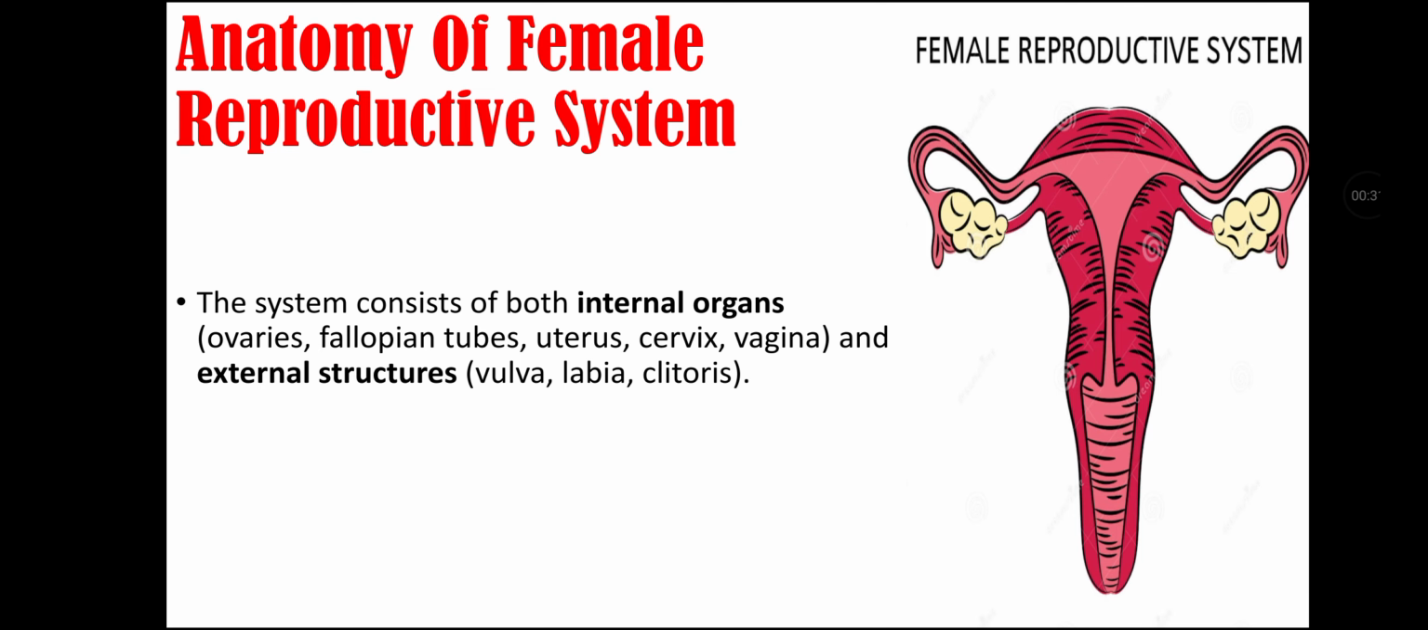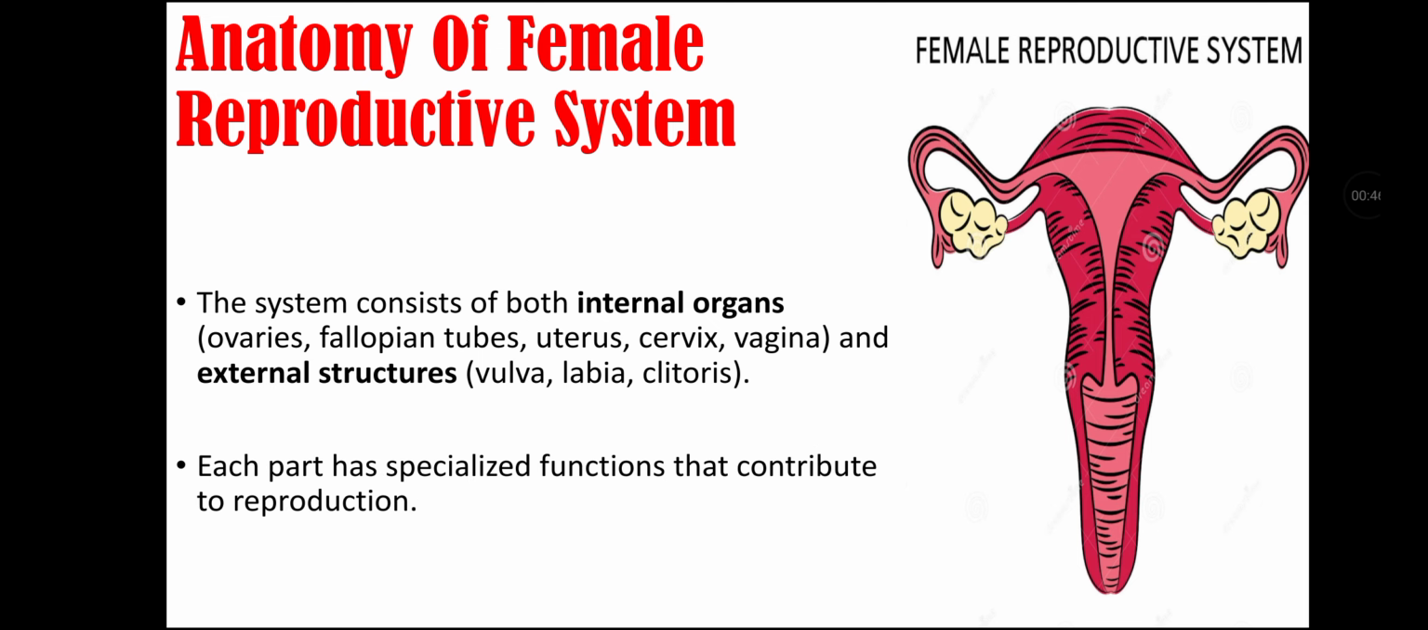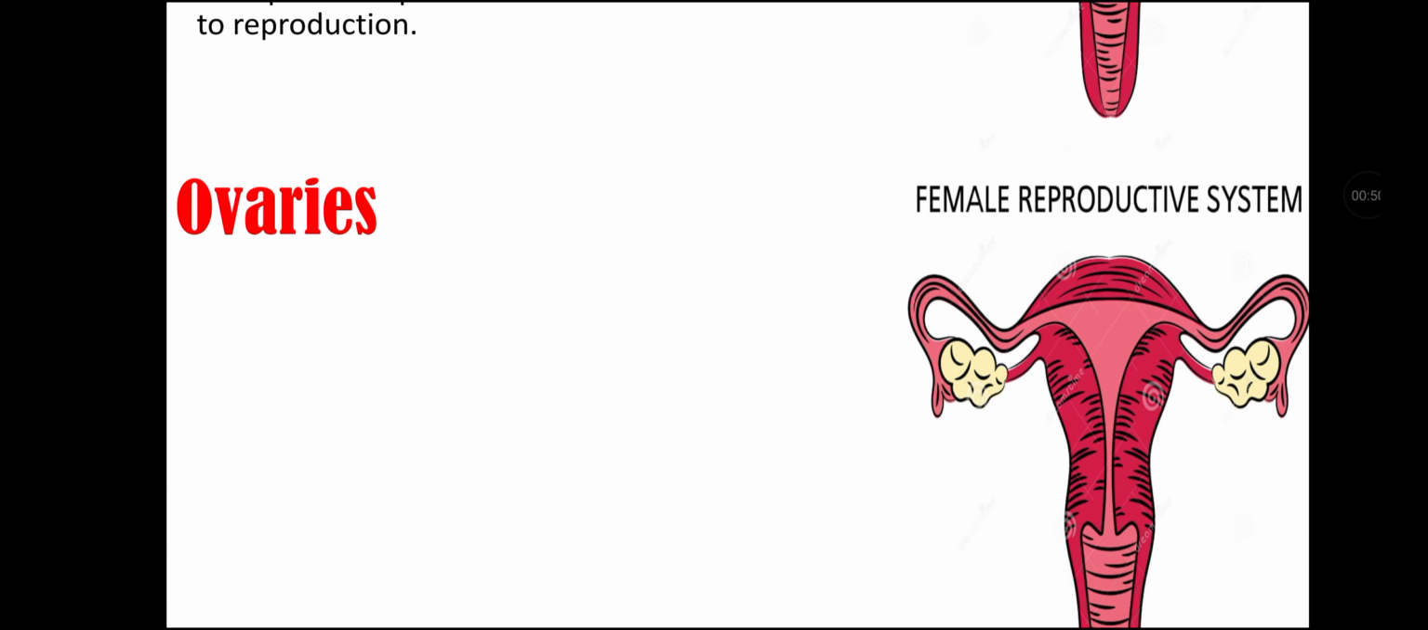Anatomy of female reproductive system. The system consists of both internal organs and external structures. Internal organs contain ovaries, fallopian tubes, uterus, cervix, and vagina, while external structures contain vulva, labia, and clitoris. Each part has specialized functions that contribute to reproduction.